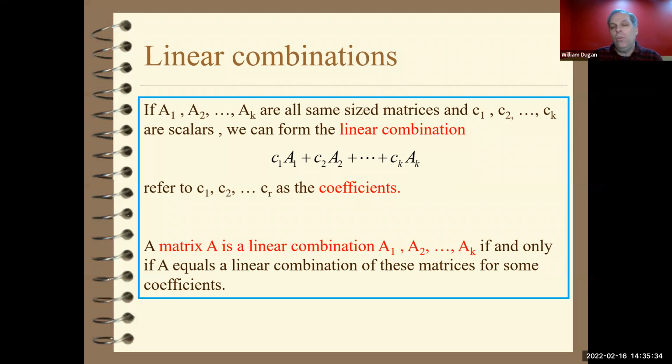So we'll say if A sub 1, A sub 2 up to A sub k are all the same size matrix, and C sub 1, C sub 2 up to C sub k are just real scalars, we can then form a linear combination of this form. We then call the scalars the coefficients in that linear combination. They're also sometimes called coordinates, if we make some other assumptions. A matrix A is then said to be a linear combination of other matrices if it can be expressed as a linear combination of these matrices, A sub 1 up to A sub k, for some choice of coefficients. This is the exact same definition we had before with vectors. It's just now with matrices.